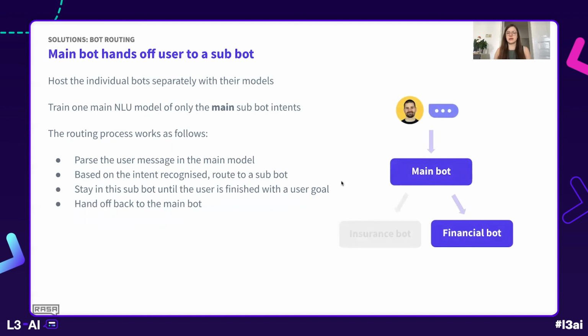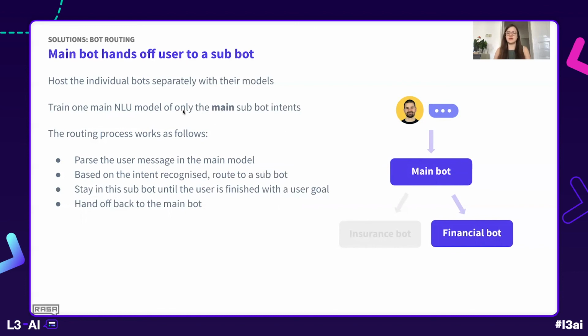So the second approach is that the main bot will just hand off the user to a subbot and have them stay there. What I forgot to mention is that in the other approach, since the user goes through the main bot each time, it allows you to do some context switching. If the user is going through one user goal but then decides to do something else midway, since the user's message is parsed by the main bot each time, you can route them to somewhere else mid-conversation. You can't do that in this method, and I'll tell you why.